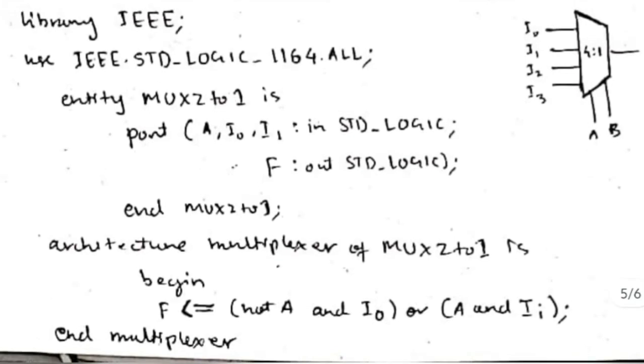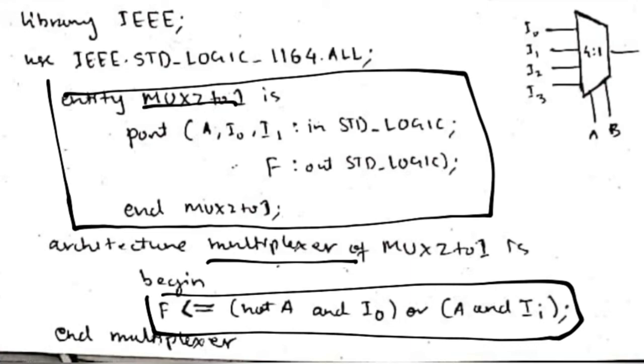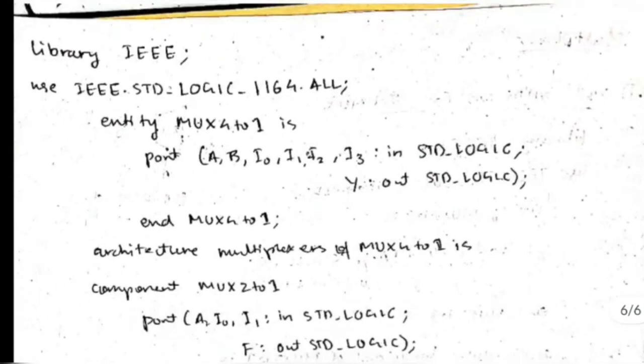Before that, the entity part is the same thing. We will use the component. First we will specify the entity mux 2 to 1, then we will use the architecture for this, the 2 to 1. That's the same thing. We are writing the same thing which we had written before. Then after doing that, we will move on with the 4:1 mux part.